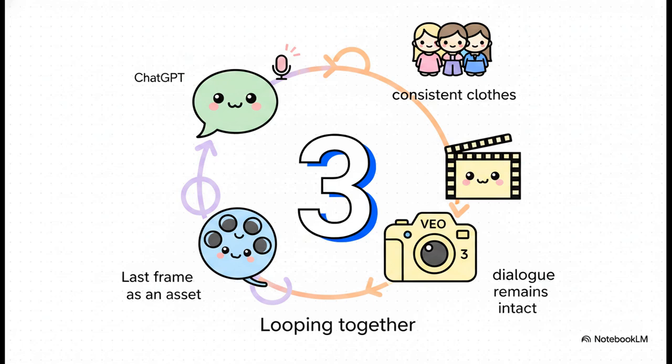3. That's the magic number. It only takes these 3 tools, ChatGPT, Google Vids, and VO3, just looping together over and over. You generate a scene, save that last frame as an asset, get a fresh prompt, and generate the next scene. By constantly feeding the last frame of the previous clip in as the starting frame for the new one, it's like building a puzzle where you hold all the edge pieces. You can infinitely extend your vlog while maintaining absolute 100% visual consistency. The clothes stay the same, the face stays the same, the voice and dialogue remain totally intact.